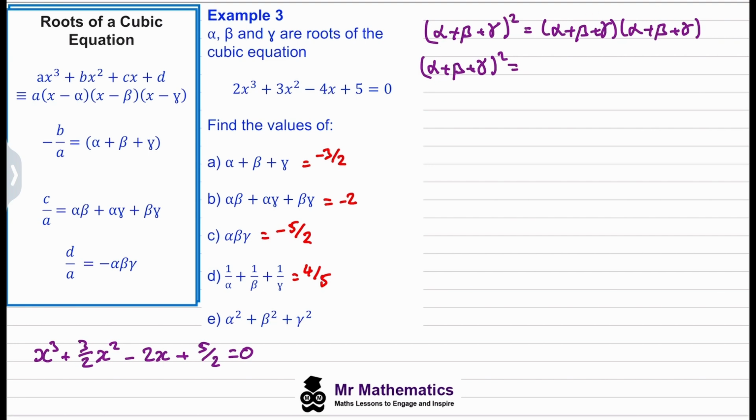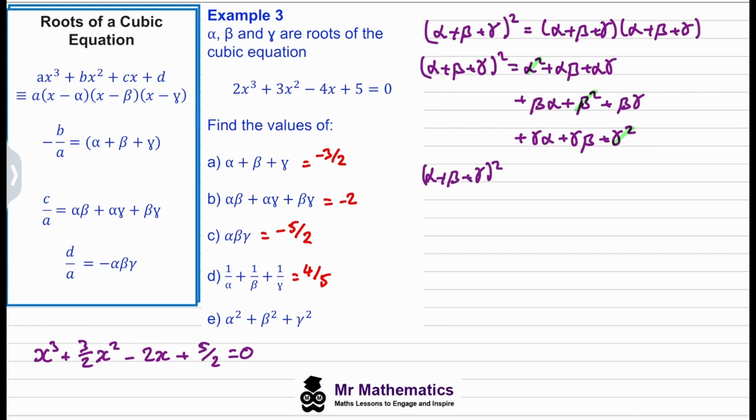Alpha squared, alpha beta, alpha gamma, plus beta alpha, beta squared, and beta gamma. And then plus the gamma alpha, the gamma beta, and the gamma squared. Now we can tidy this up. We have alpha squared, gamma squared, and beta squared. And we've got two lots of the sum of the product pairs. So alpha plus beta plus gamma all squared will be equal to alpha squared plus beta squared plus gamma squared plus two lots of alpha beta, alpha gamma, and beta gamma.